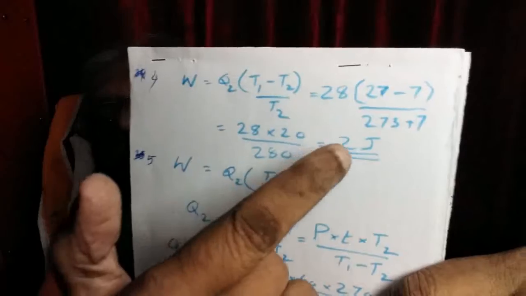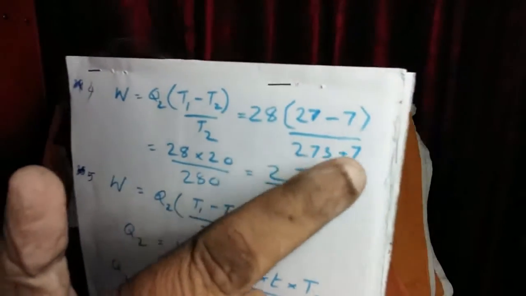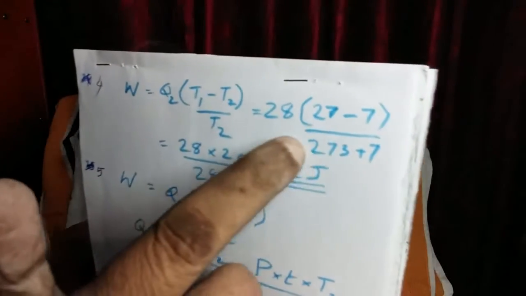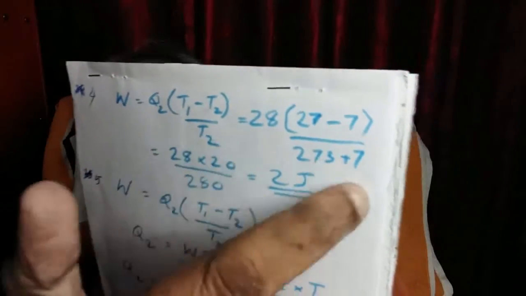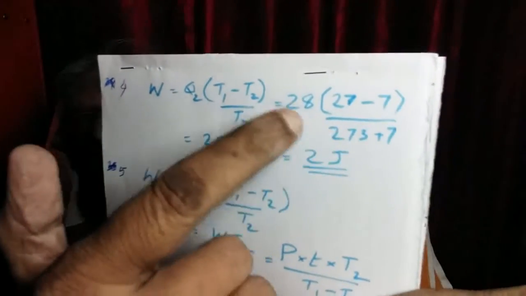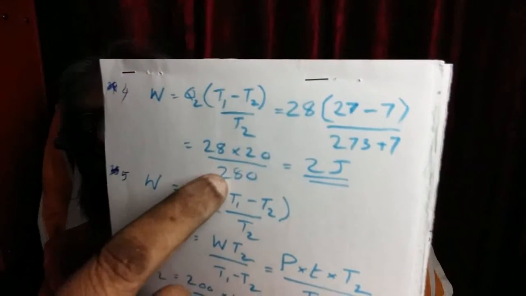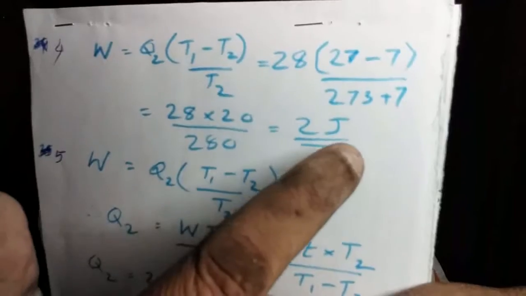So this is divided by T2. T2 is 273 plus 7 degrees Celsius. That is to be converted to Kelvin, because this is not a difference. This is the absolute temperature, so it must be converted to Kelvin. So the final answer is 28 into 20 divided by 280. Our answer is 2 joule. Next one.